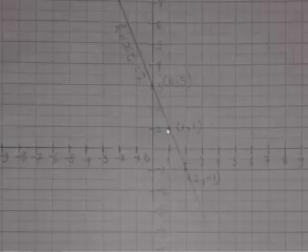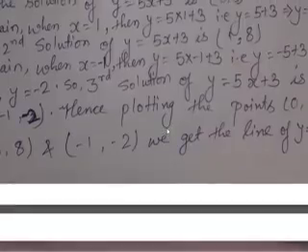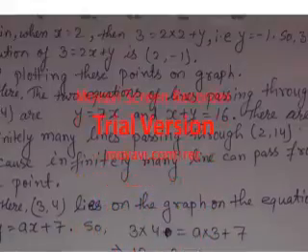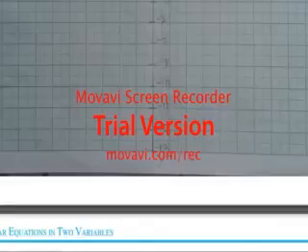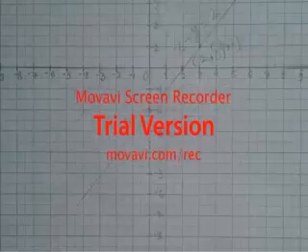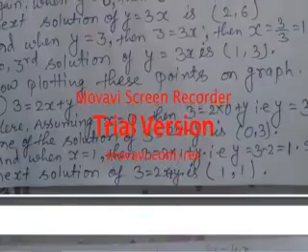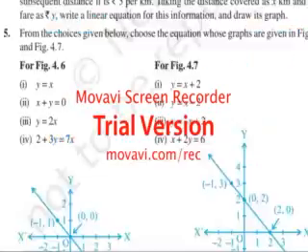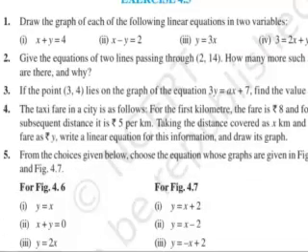Okay, now we will move towards question number 2. So let's see what is there in question number 2. I think question number 2 is not of graph. Okay, here you can see, give the equation of two lines passing through (2, 14). How many more such lines are there and why?